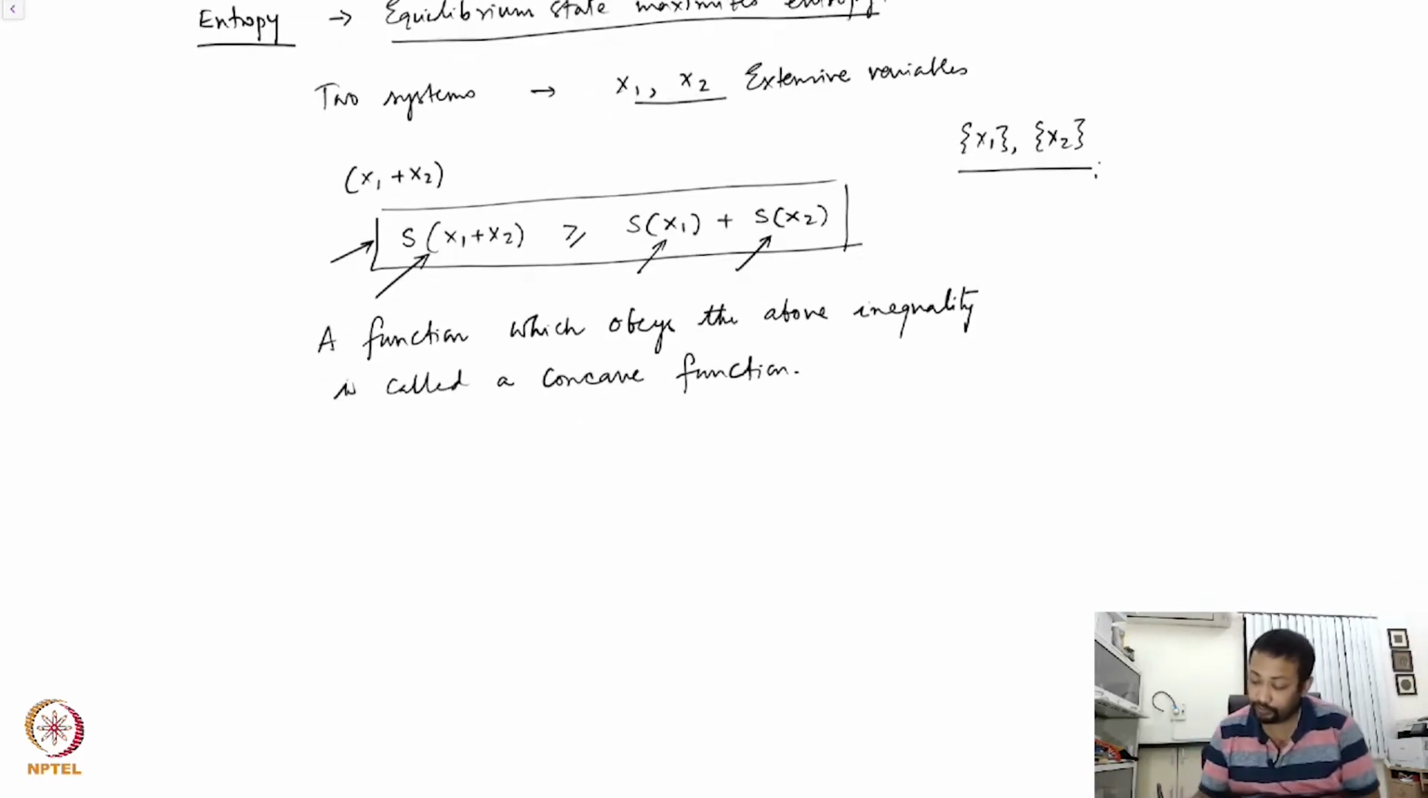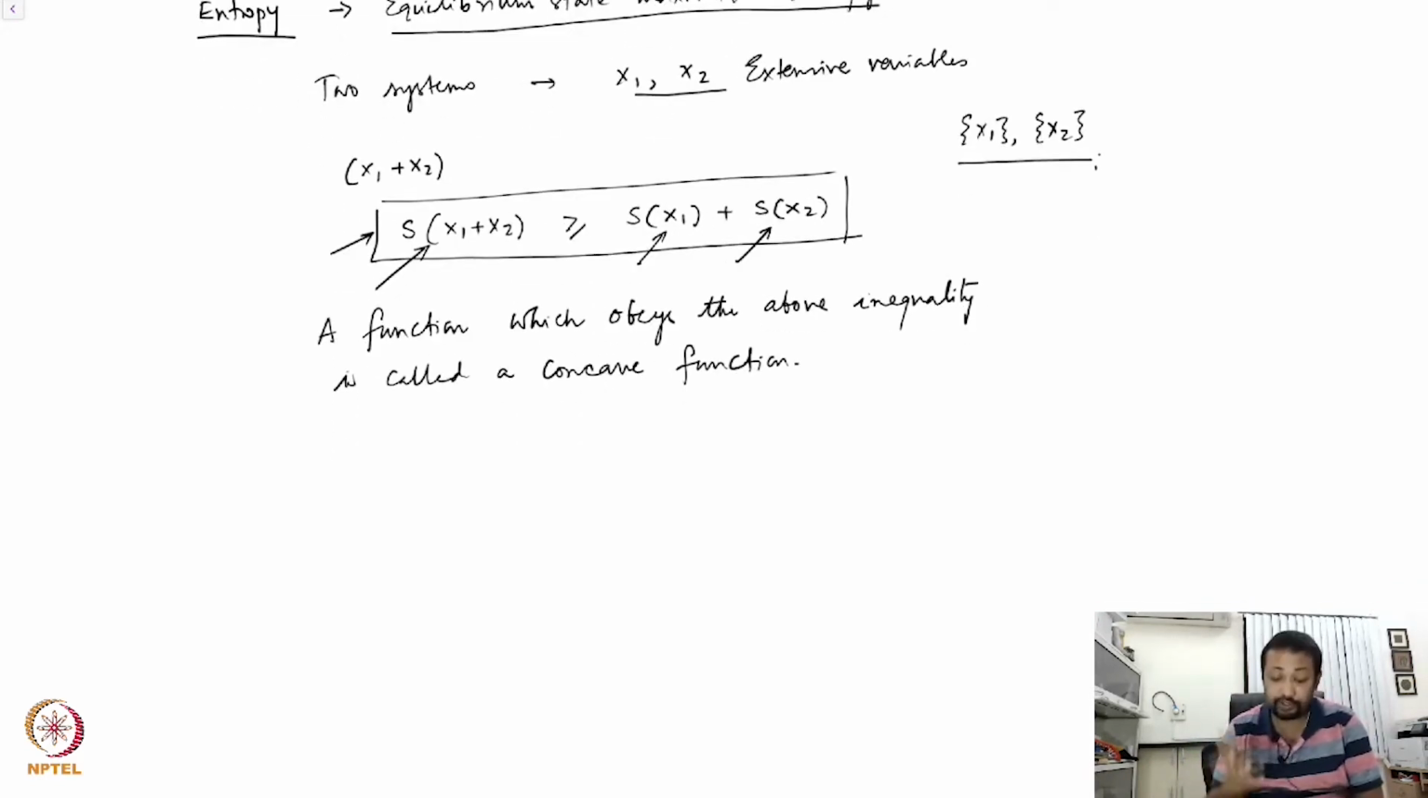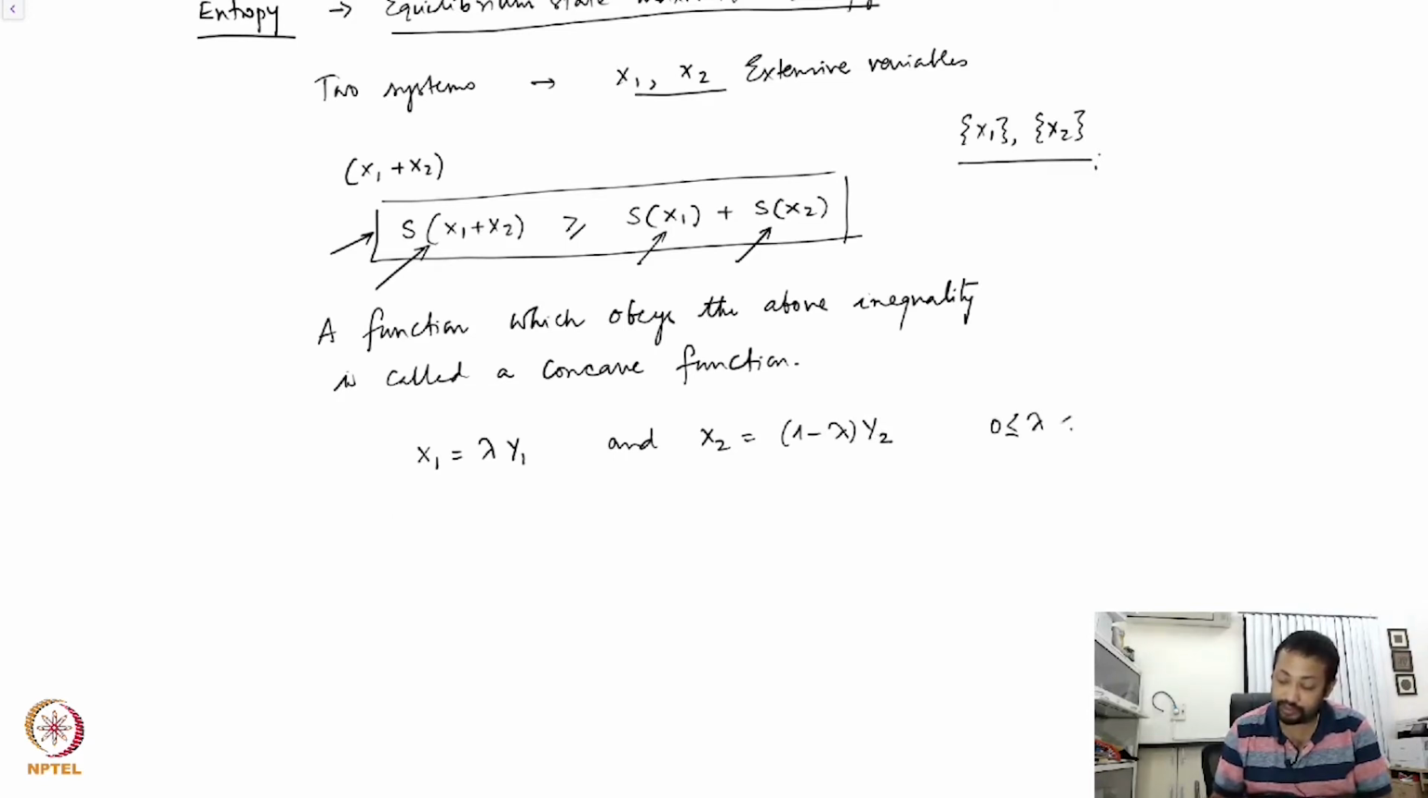For this, if we want to understand the geometrical property of this inequality, let us write down x1 as lambda times y1 and x2 as 1 minus lambda times y2, right? Where we put the condition that lambda is greater than or equal to 0 and less than or equal to 1. Then it follows that S of lambda y1 plus 1 minus lambda y2 is greater than or equal to S of lambda y1 plus S of lambda.